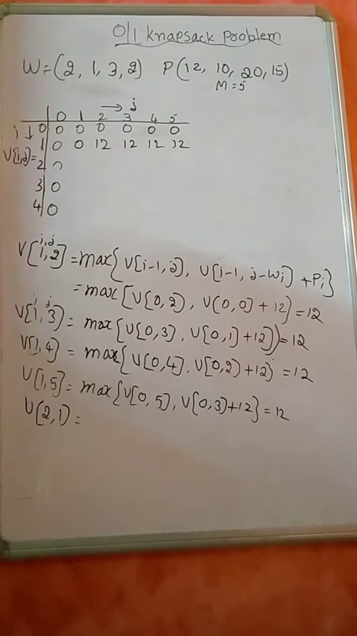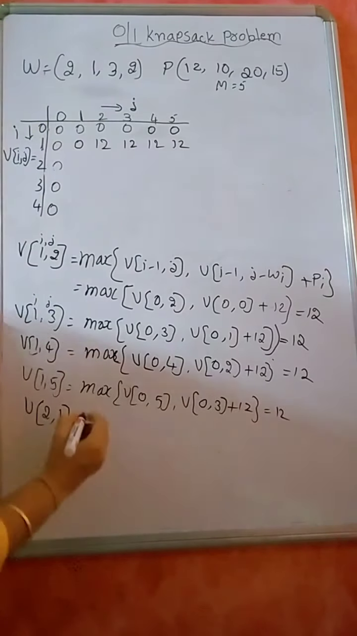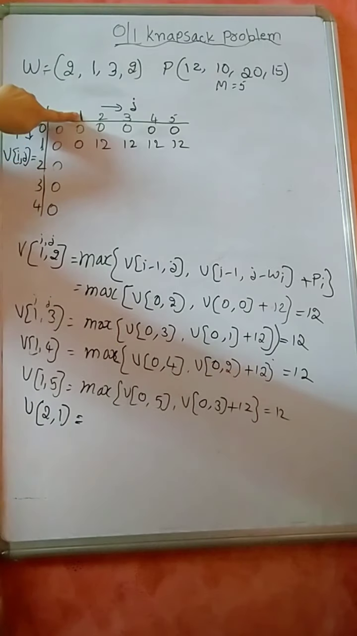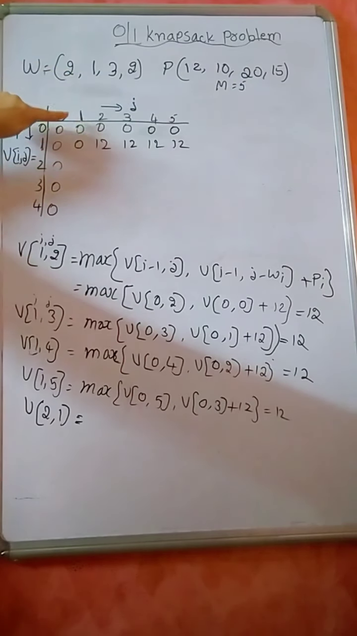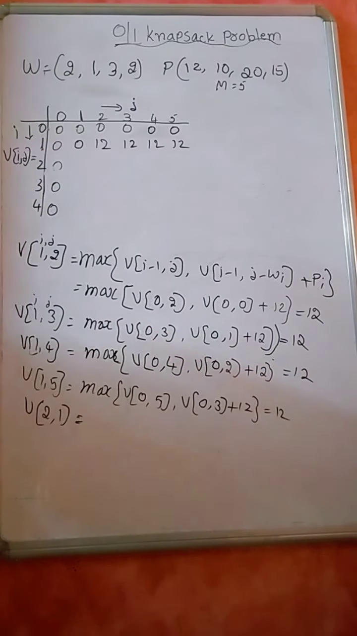Okay, now I'll take this V of 2, 1. So what is this second object's weight? 1. What is the remaining capacity? 1. Can I insert? Yes. The weight of the second object is 1. Remaining capacity is 1. Can I insert?